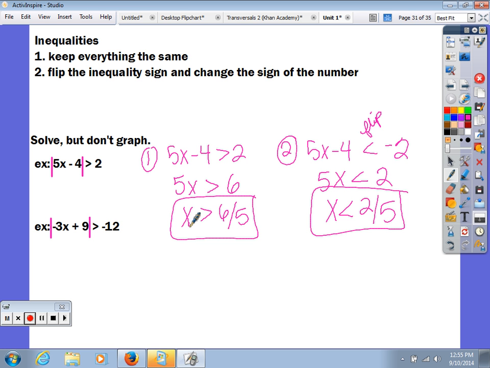So it's actually a range of answers. It's not just x is only 6/5. In fact, it's not even equal to 6/5 because that does not say "or equal to." It's just every number in the world that's greater than 6/5. Same here with this one. It's every number in the world that's less than 2/5 is an answer.